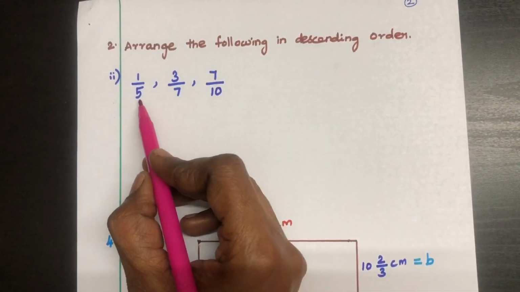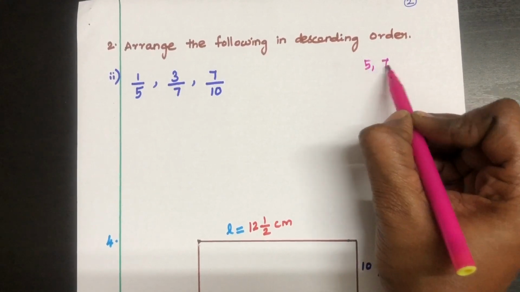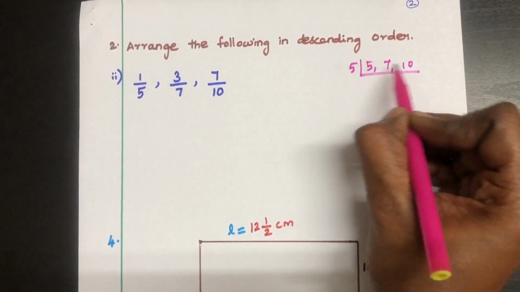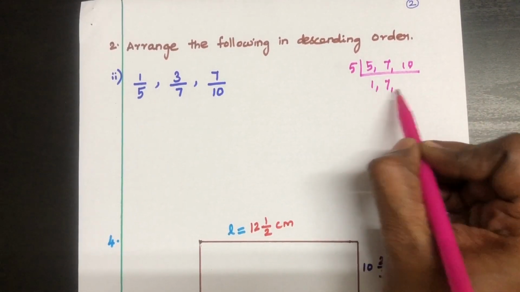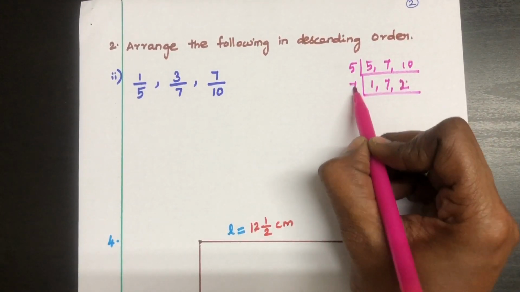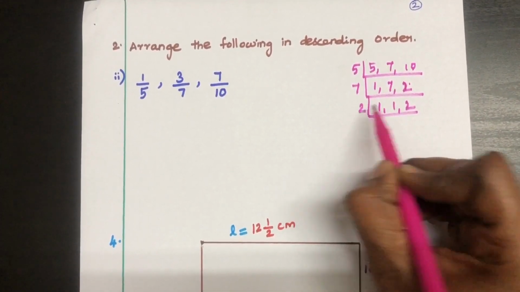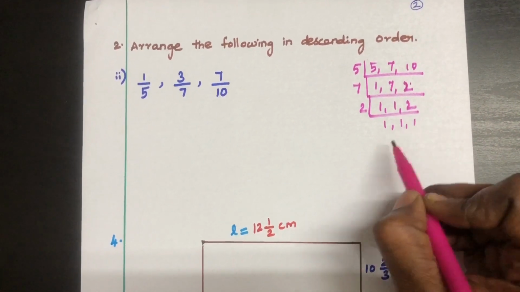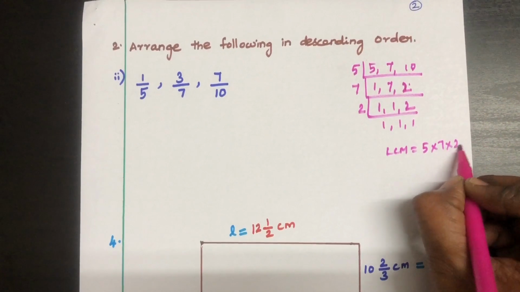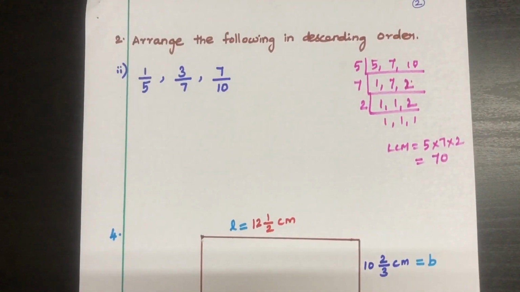We need to find the LCM of the denominators. See, the denominators here are 5, 7, 10. We are going to find the LCM. So 5 can divide this 5 and 10. One time gives 7 as it is. This is 2 times, right? Now 7 can divide 7 once, but 2 will come as it is. Now 2 can divide this 2. LCM is equal to 5 into 7 into 2, 35. 35 into 2 is 70. So 70 is our LCM.